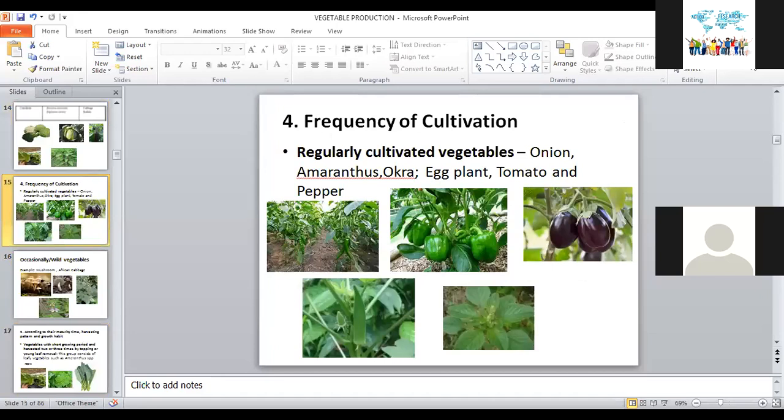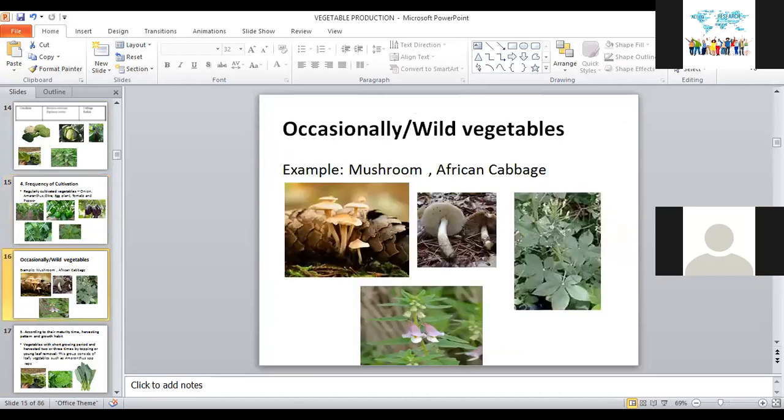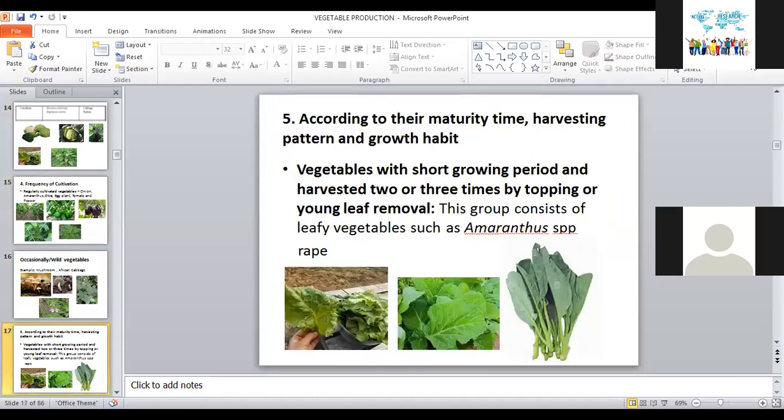Then we also looked at the 4th classification, where we said that the frequency, how often is that vegetable cultivated? Is it often cultivated? That is regularly cultivated vegetable, or that is occasionally cultivated. And we did give related examples.